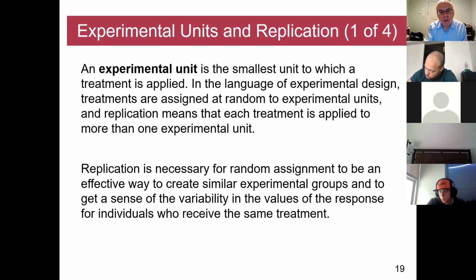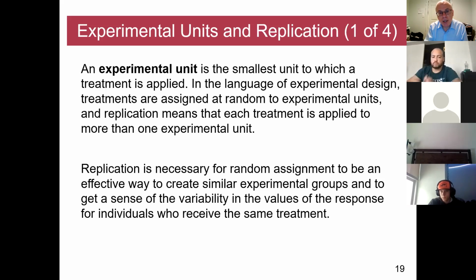Here's some more terminology that's important to know. An experimental unit is the smallest unit to which the treatment is given. It doesn't have to be a person. It could be a fish, or something else, or a bigger unit than you might think. The important point is that the treatment is being applied to something, and that something is called an experimental unit.